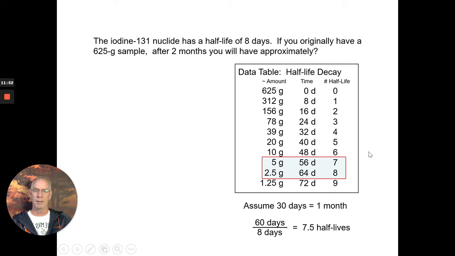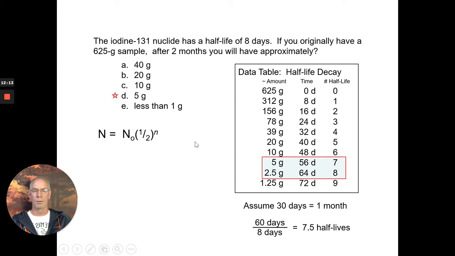Okay? And that's the method I would think you can use, and it's going to work for every problem we do. Okay? Now, if those are your choices, I would say 5 grams is the best answer, isn't it? So you must have had 2 28-day months in a row, because it's not going to be 10 grams, and it's not going to be less than 1.